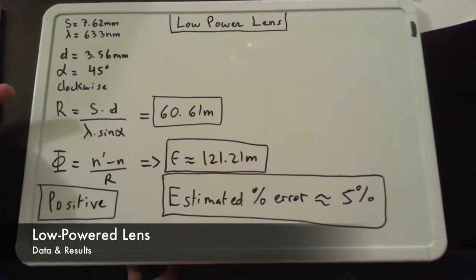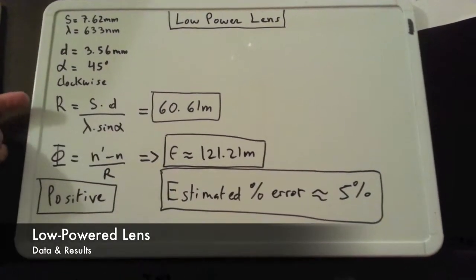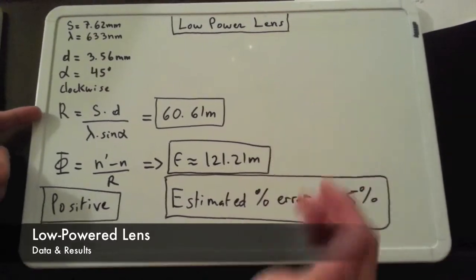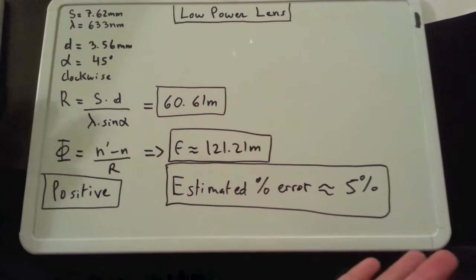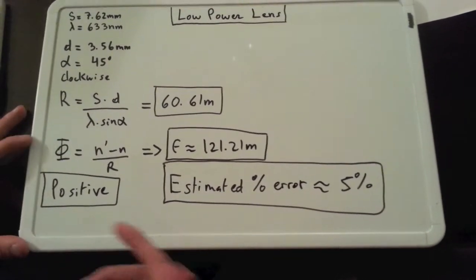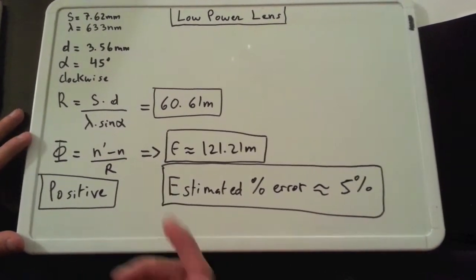Here are the results for the low-power lens. We used essentially the same methodology. For the radius, we got 60.61 meters, which made our focal length about 121.21 meters, which makes it essentially a plane parallel plate. It's a positive lens, and the estimated percent error for the focal length was about 5%.